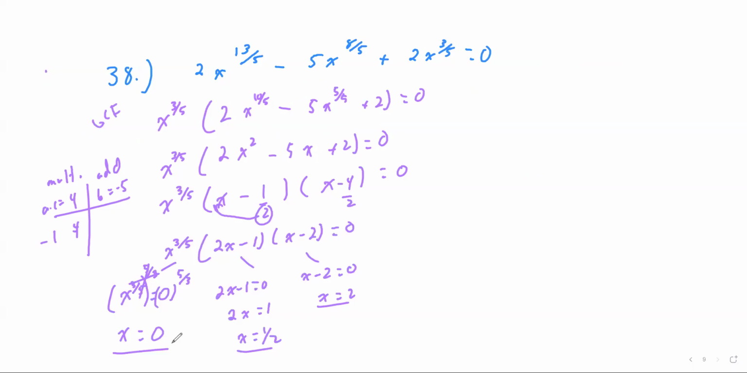All right, let's do one more, and then I feel that you have everything you need to be successful on this homework. So let's look at number 47. So this says 3x minus 3 raised to the negative 1/3 minus 5 times 3x minus 3 raised to the negative 4/3 equals 0.